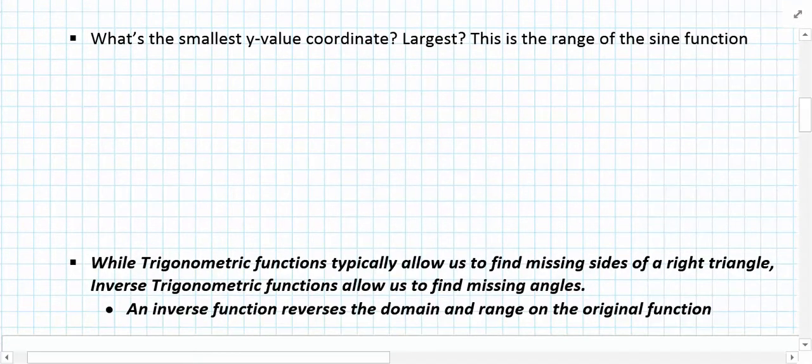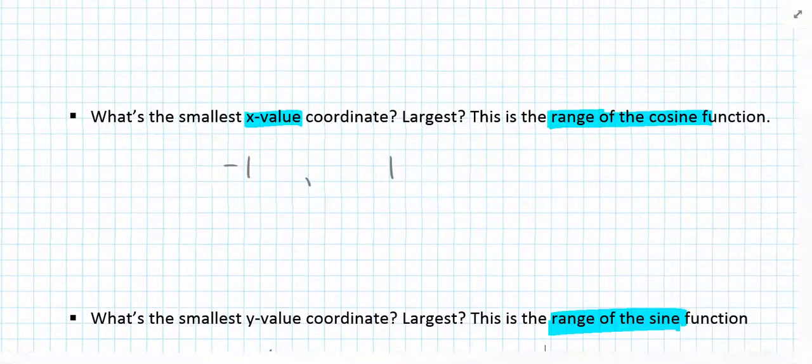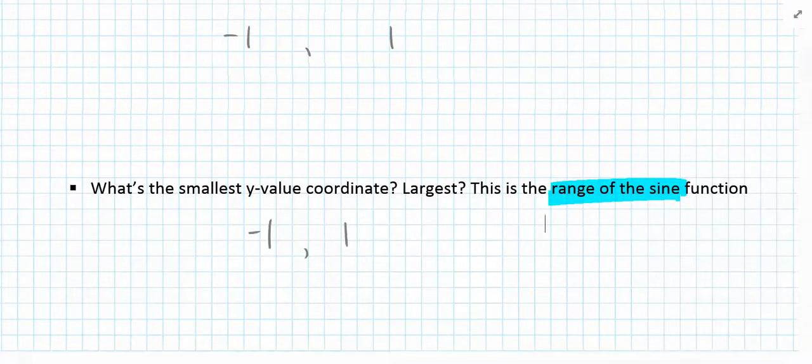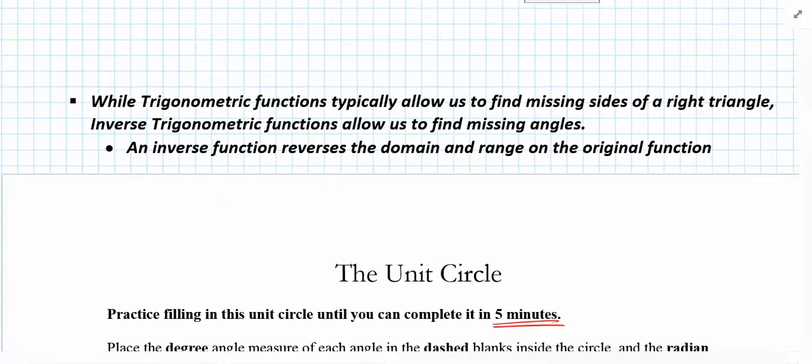And similarly with our y value coordinate, the smallest was -1 and +1 was the largest. This is what we would call the range of our sine function. The result of any sine function or cosine function will be at its smallest at -1 and largest at +1. There will be no result from any sine or cosine calculation that is smaller than -1 or larger than +1.